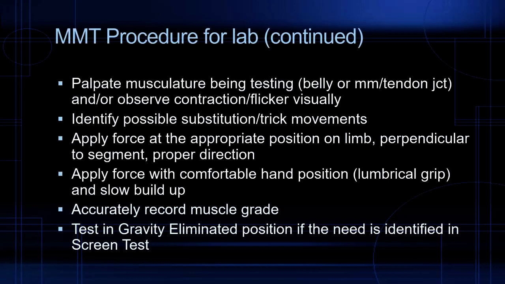We're going to ask that you accurately record the correct muscle grade, and then if the patient is not able to move their limb through the available range of motion, you will need to know how to test in the gravity eliminated position. And in your handout, all of the positions are listed that you'll need to know. Okay?